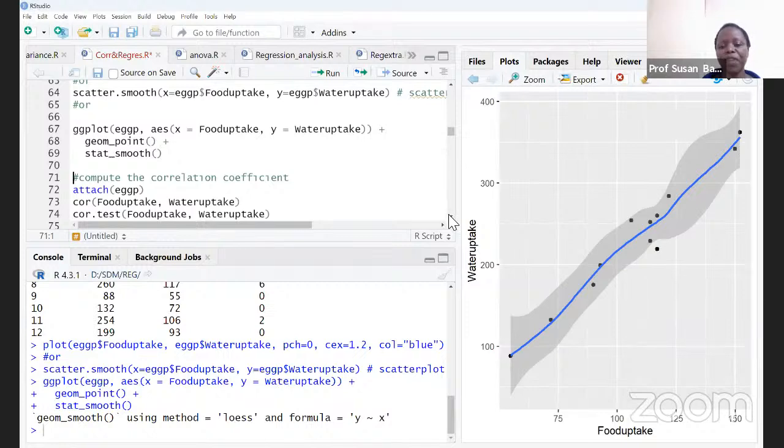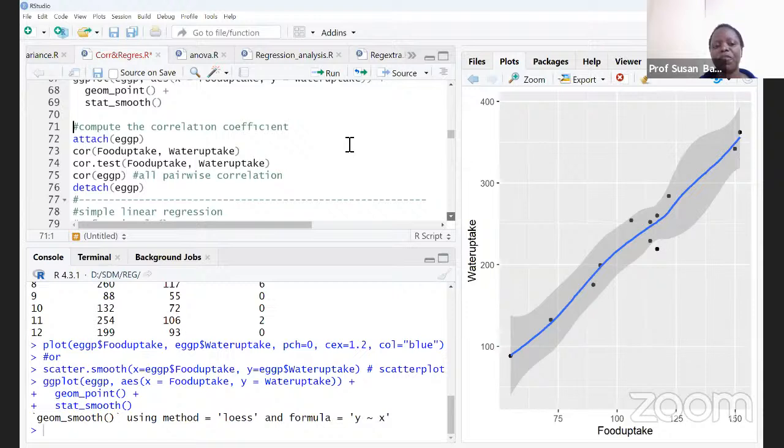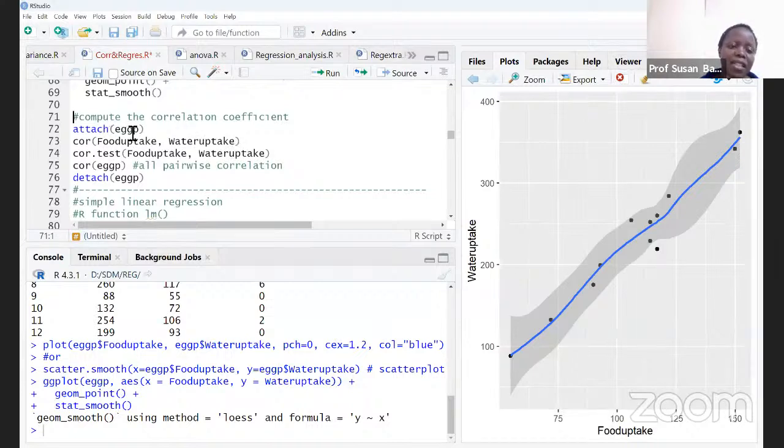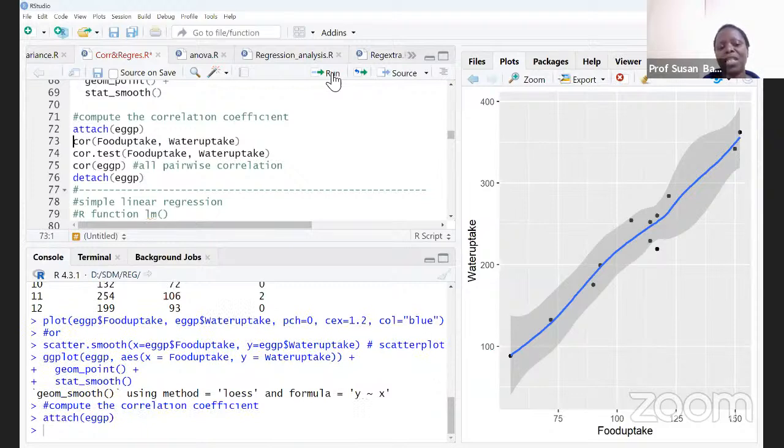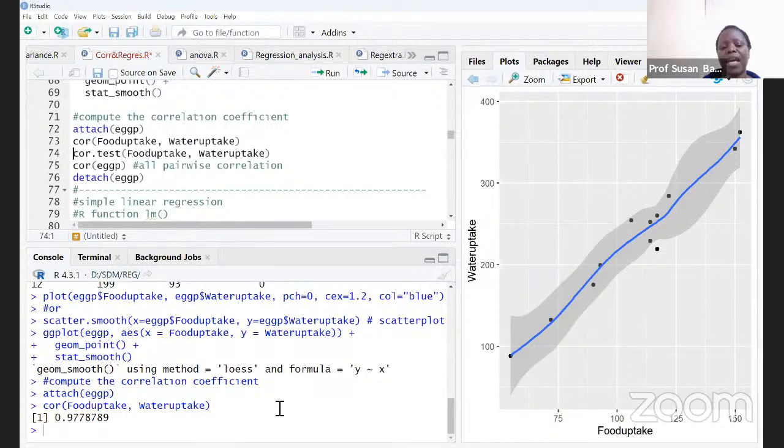Then we want to find out, is there correlation between food uptake and water uptake? On line 72, you can run attach eggp so that R remembers that it is dealing with that data set. Run line 72, and then we are going to run the correlation between food uptake and water uptake, and it gives us a value. We have an R value of 0.9778. So what do we think about that value? How do we interpret that value?